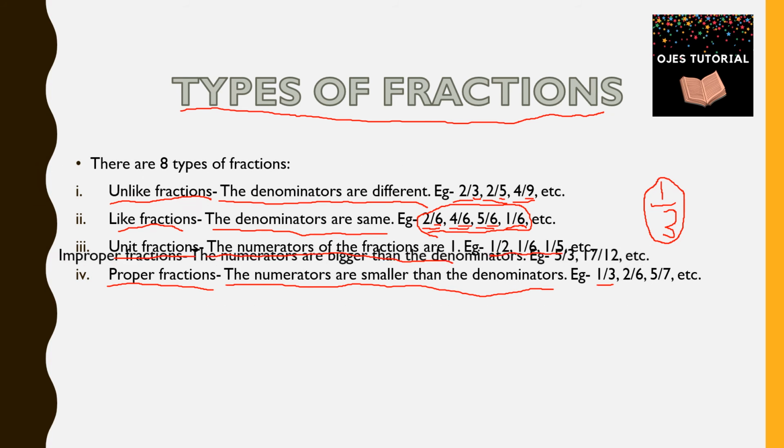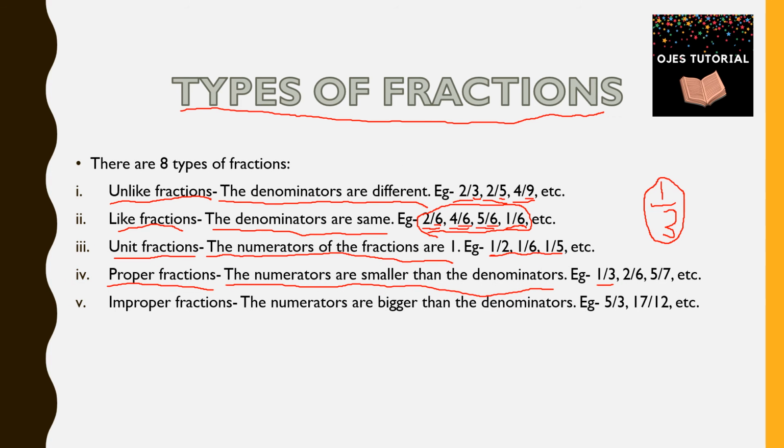And what are improper fractions? Improper fractions are the fractions in which the numerators are bigger than the denominators. So what was in the proper fractions? In the proper fractions, for example 2 upon 6, the numerator was smaller than the denominator. But in improper fractions, the numerator is bigger than the denominator. For example, 5 upon 3 and 17 upon 12.